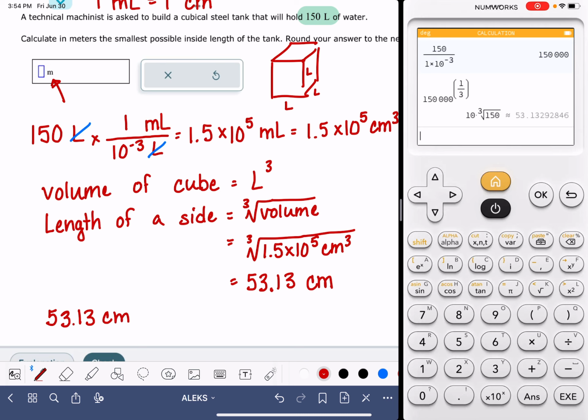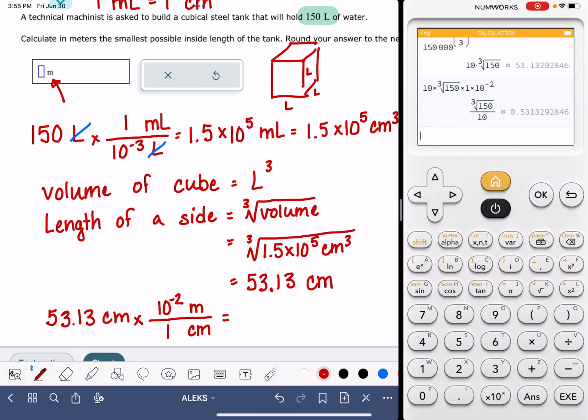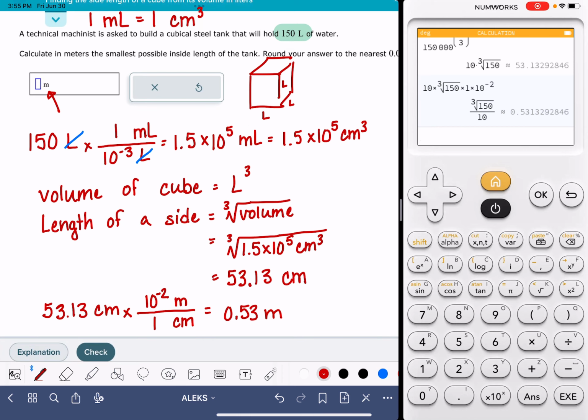53.13 centimeters multiplied by a conversion factor that's going to have centimeters on the bottom, so they cancel, and meters on top. Centi is the prefix for 10 to the minus 2. That means 1 centimeter is 10 to the minus 2 meters. Let's take our answer and multiply it by 1 times 10 to the minus 2. This is going to give us a side length of 0.53 meters. ALEKS wants this to the 0.1 meter, which is exactly what I have calculated, 0.53 meters.